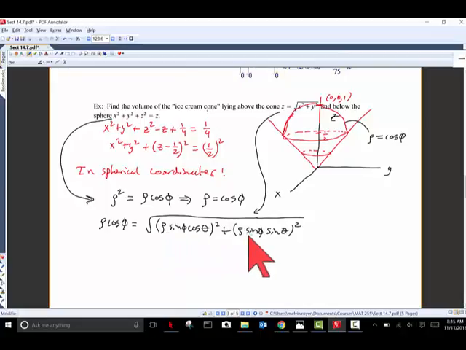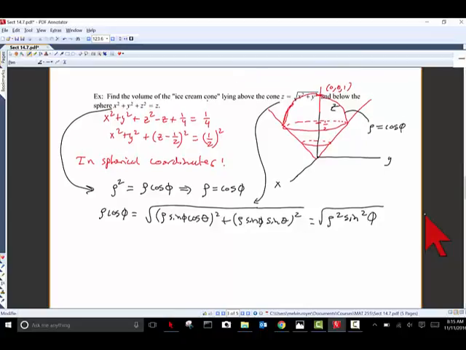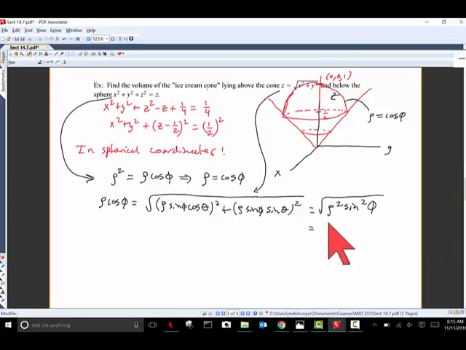The rho sine phi can be factored out of both terms, and then I have cosine squared theta plus sine squared theta. So that's 1, and I get square root of rho squared sine squared phi. And I can just take the expression rho sine phi, because rho is a positive number, and sine phi is also positive. Remember, phi is the angle from the positive z-axis, so it goes between 0 and pi, and therefore its sine is always a non-negative number.